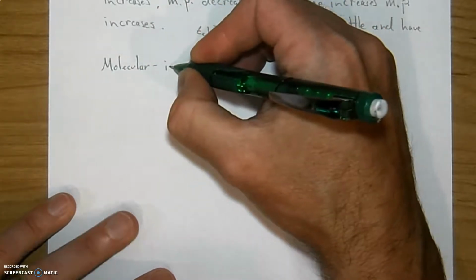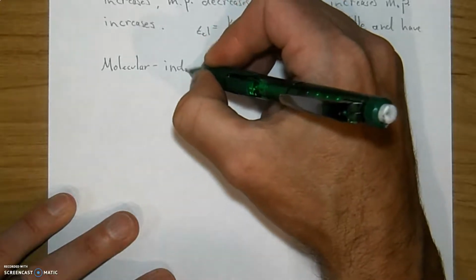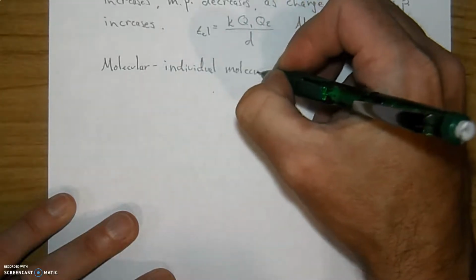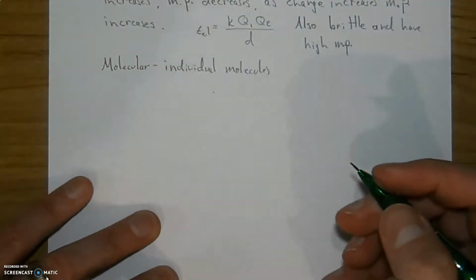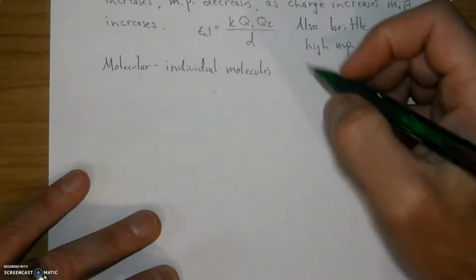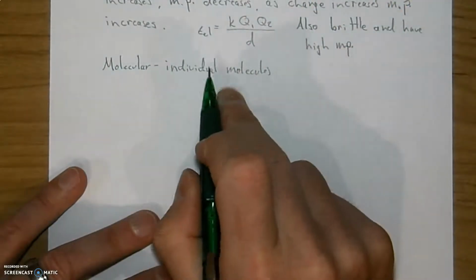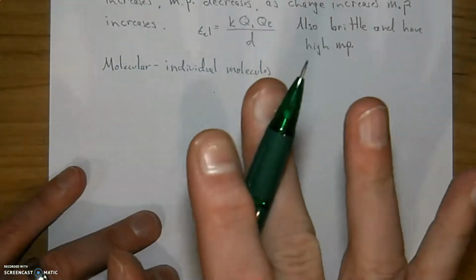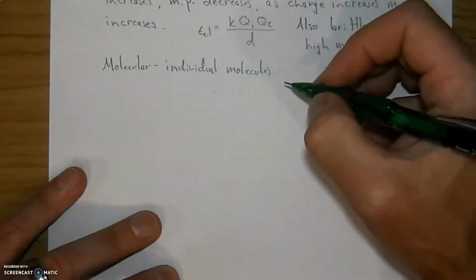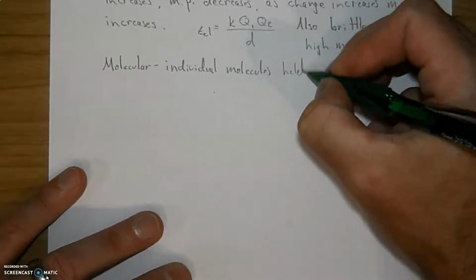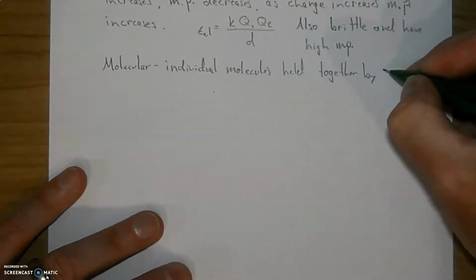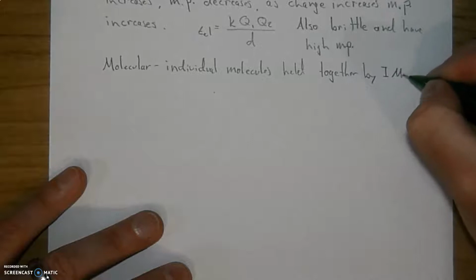Molecular solids are different from the other ones because they have individual molecules. The other ones we've talked about so far are all networks. So ionic solids is a network of sodiums and chlorides and things like that that are just stuck together forever. Moleculars are different because it's an H2O molecule, period, done. And they're attracted to other H2O molecules through intermolecular attractions. So individual molecules held together by intermolecular forces.